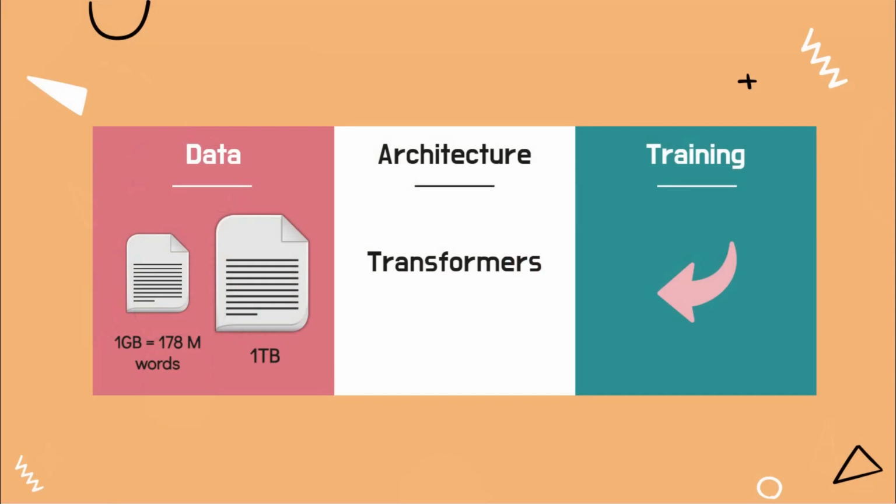We can actually talk about the LLM in three parts. We have the data, the architecture, and the training. For the data, the LLM uses terabytes of data, and for 1 gigabyte of a text file, we can have 178 million words. So imagine having 1 terabyte. That's too many words, and we're going to have a large amount of data. And actually, that's the meaning of the word large in large language modeling. For the architecture, the LLM uses transformers, and we're going to talk about it in 2 seconds. For the training part, the transformers are going to be trained on all the data that we have.